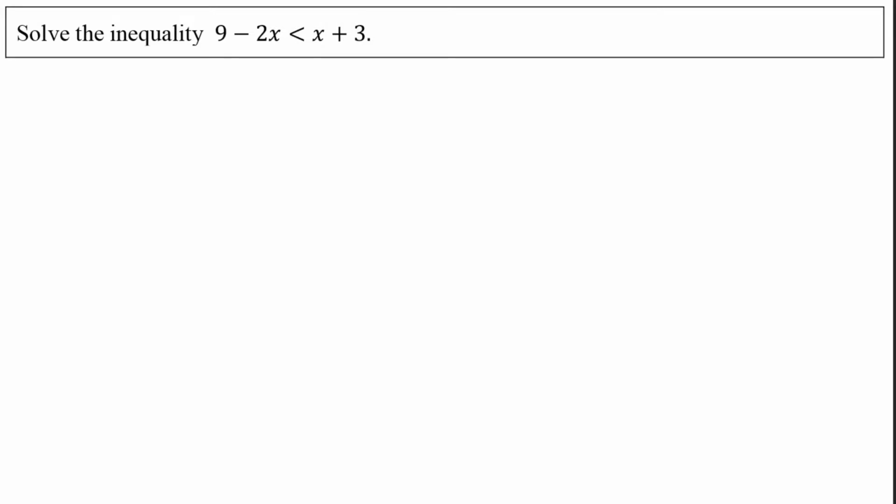Inequalities can also be solved using graphical methods. Consider this linear inequality: 9 subtract 2x is less than x plus 3. If we could draw a graph of y is 9 subtract 2x and also of y is x plus 3, then if we want 9 subtract 2x to be less than x plus 3, we would need the y-coordinate of this first straight line to be less than the y-coordinate of this second straight line.